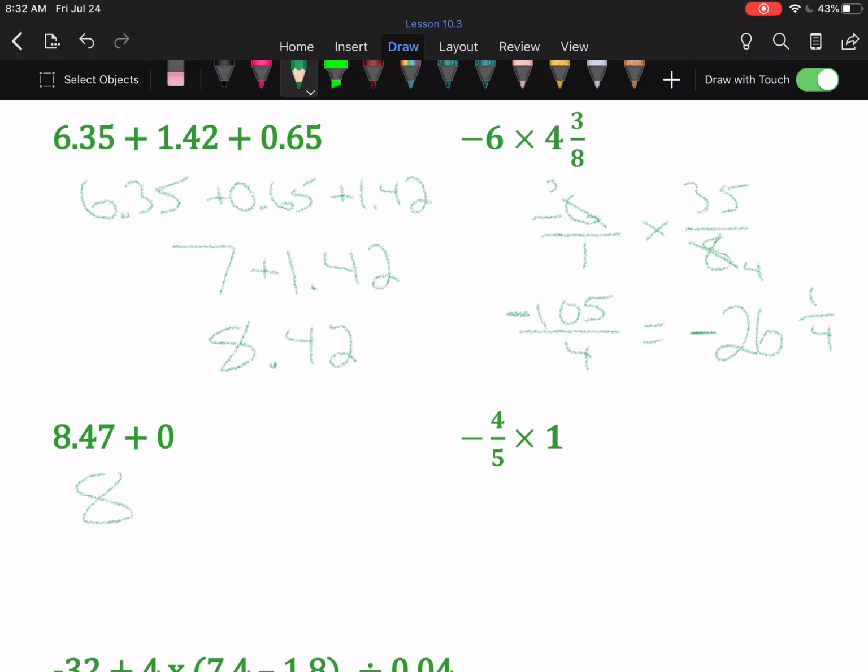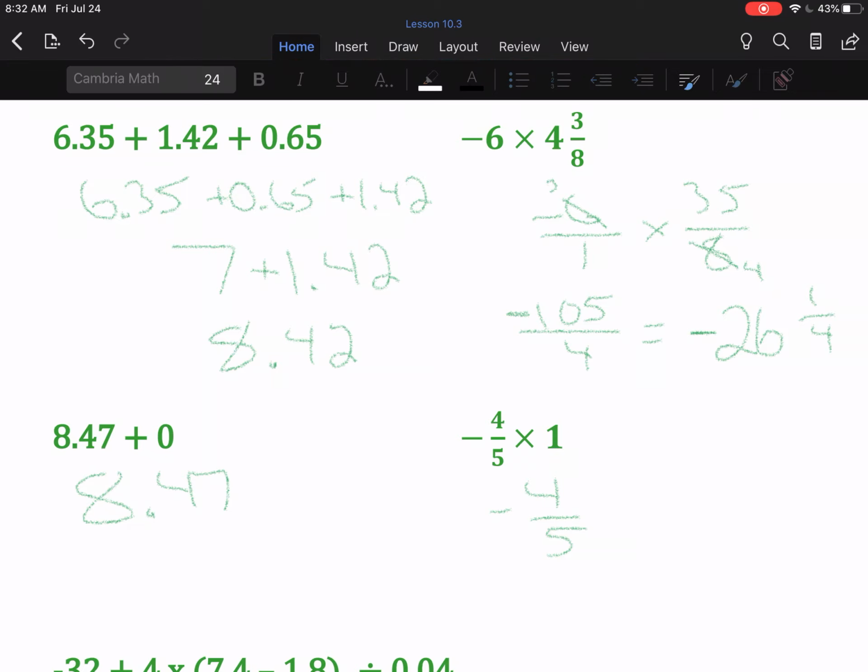Anything plus 0 is just the thing. Anything times 1 is just the thing. Those are just quick examples of the identities.